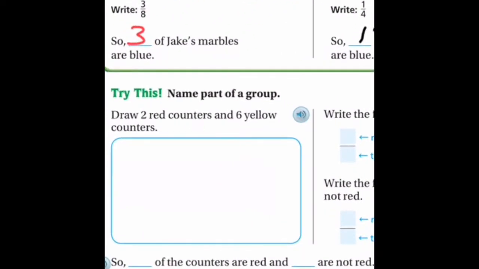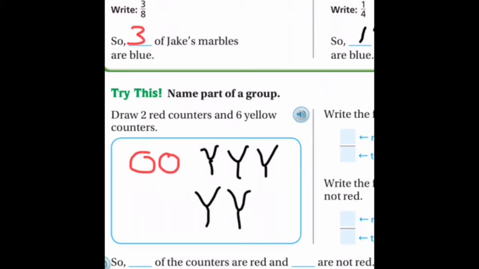All right, try this, it says. It says draw 2 red counters, and I'm going to use my colors, but if you don't have colors, you could do it like this instead. You could have 2 red counters, and for yellow you could put Y. And I need 6 of those, right? Okay, so if you're just using a pencil, you could put Y, Y, Y, Y, Y, Y, and instead of red, you could just write R. So you have 2 red counters and 6 yellow counters.